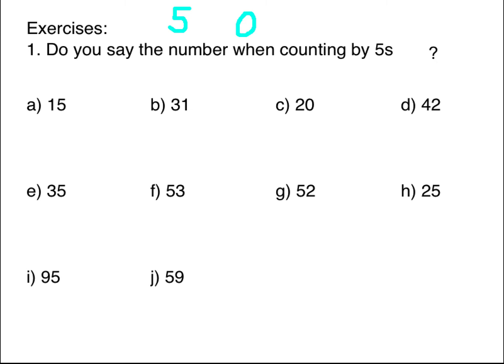So thumbs up or thumbs down, are we counting by fives? Yes, ends with a 5. No, doesn't end with a 5 or 0. Yes, ends with a 0. No, doesn't end with a 5 or 0. Yes.